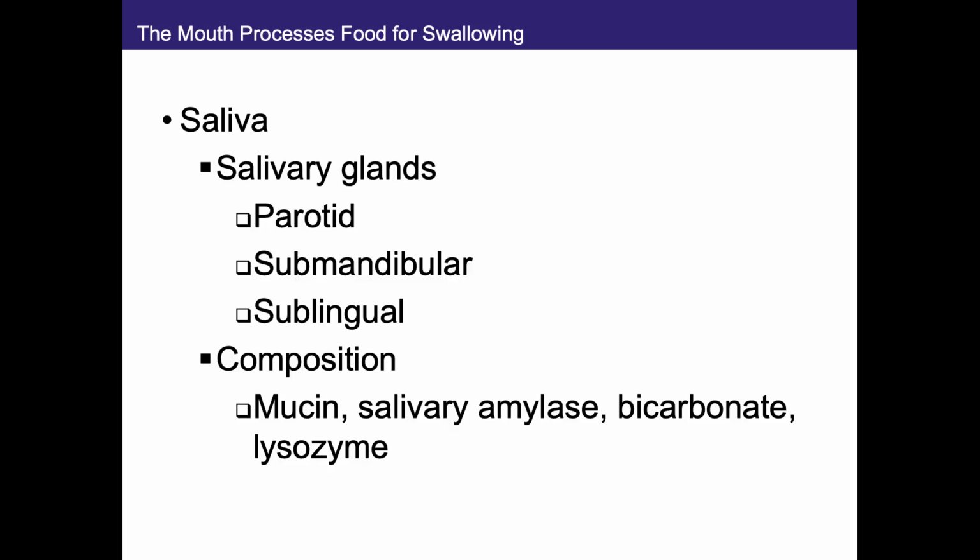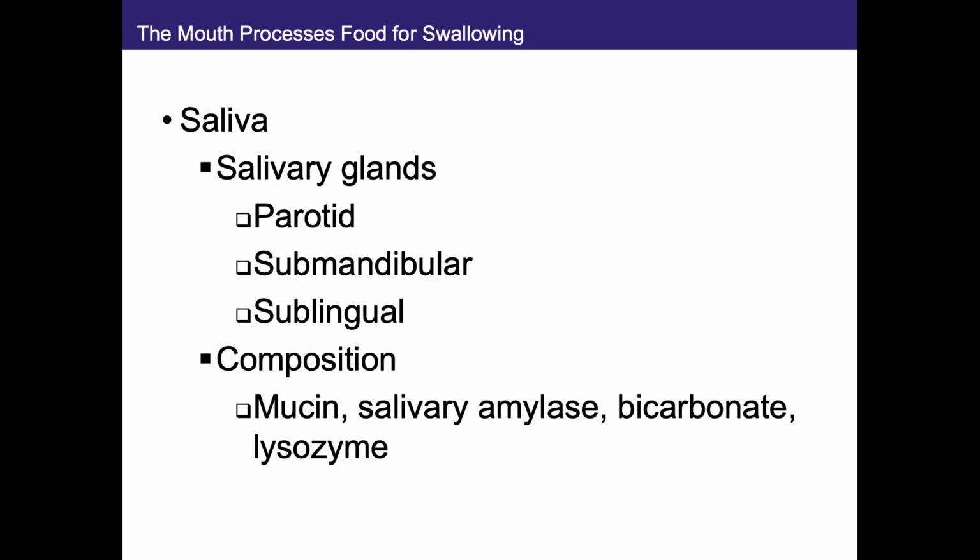Salivary fluid is usually made up of mucins, salivary amylase, bicarbonate, and lysozyme. If you remember amylase, we talked about that with the pancreas as well. Amylase is an enzyme that breaks carbohydrates, polysaccharides, down to disaccharides. Lysozyme is an enzyme, an antimicrobial that helps to lower the amount of bacteria already in your mouth.